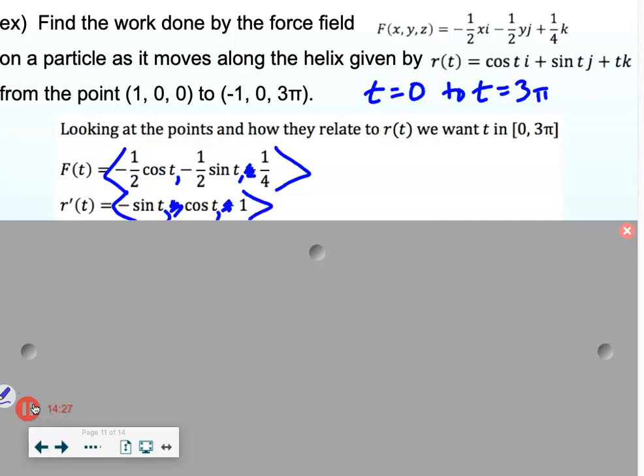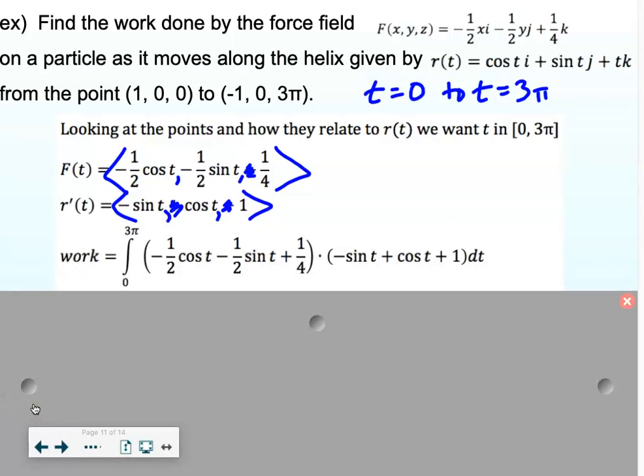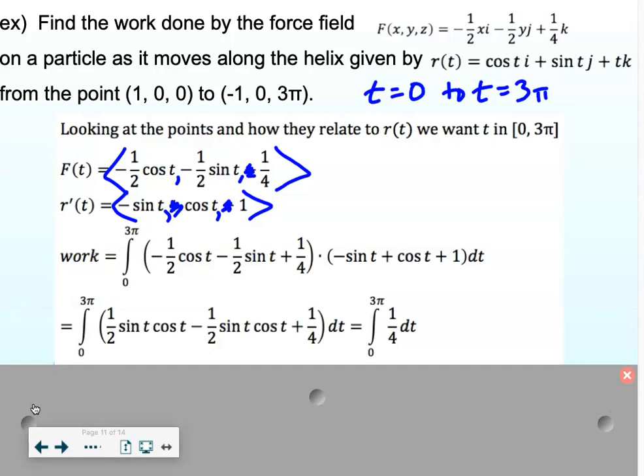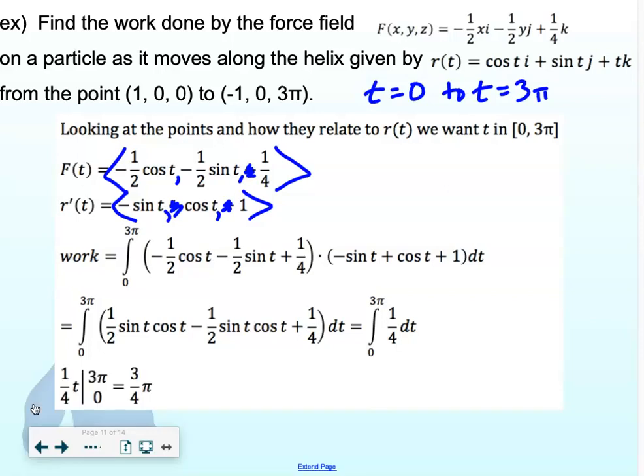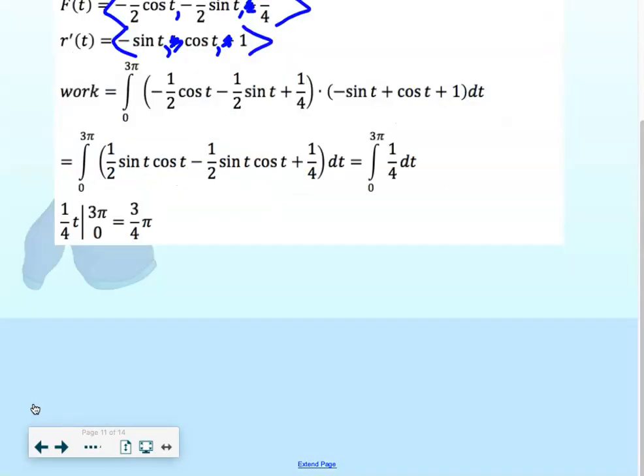All right, there's my F, there's my r prime, and then we do F dot r prime. Again, pretend those are vectors, and you end up with 1/2 sine cosine minus 1/2 sine cosine plus 1/4, and you end up with just the integral of 1/4, which is nice, right? So you anti-differentiate, you get 1/4 t from 0 to 3 pi, and you end up with 3/4 pi. What's the matter? Did your cosine sines cancel out?